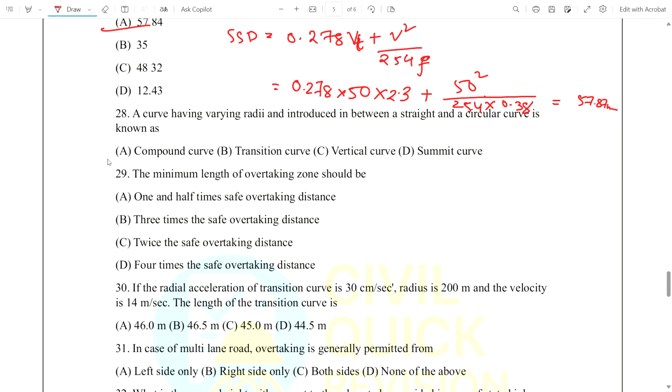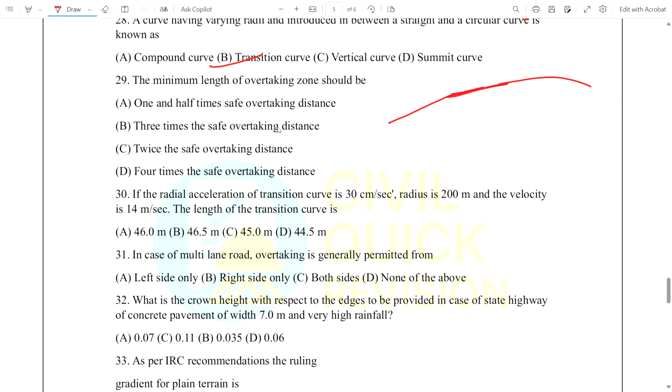Now question number 28. A curve having varying radius, introduced in between a straight and a circular curve, is known as what? If we introduce a curve in between a straight line and a circular curve, this is the transition curve. You just remember this. Okay. Now coming to 29. The minimum length of an overtaking zone should be what?